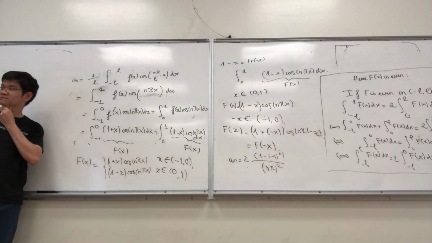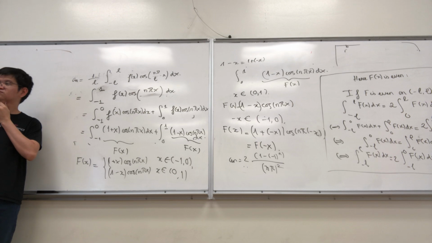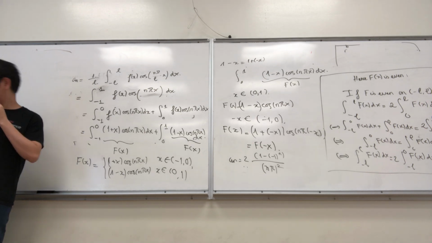Is it clear? Questions? Yes? So when we're computing a_n and b_n, is it advisable to always check if they're even? Yes. The first thing you do is to check whether this is even or odd. Then this reduces half of your computation. Right. Other questions? It's good.